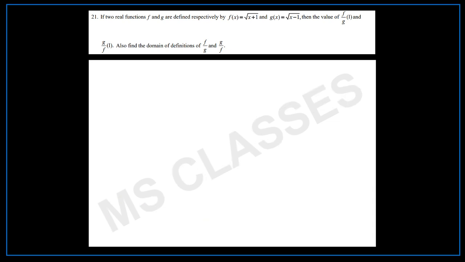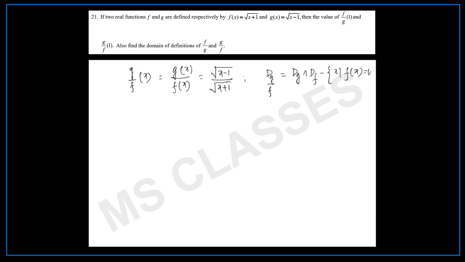Similarly, for the function g by f of x, that is g(x) by f(x), which is root over x minus 1 by root over x plus 1. This will be true when the domain of g by f equals the domain of g intersection domain of f, minus those values of x for which f(x) is 0. In the intersection part, the domain of g intersection domain of f gives us 1 comma infinity, minus those values of x for which x plus 1 equals 0. In this interval we don't have minus 1, so the domain is 1 comma infinity only.